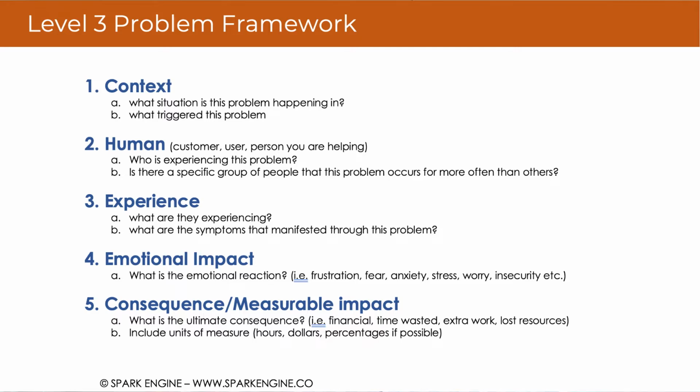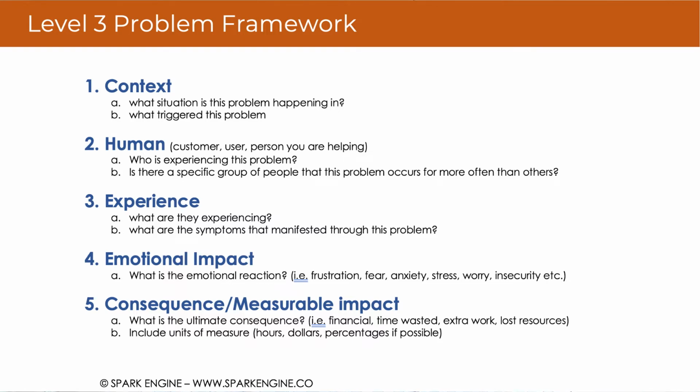The first one is the context in which the problem is happening. Then the second part is the human component: who is the customer, who is the user. The third part is the experience. What is the customer experiencing? Then there is the emotional impact, and then the consequence and the measurable impact. When you work across these 5 steps, you're able to better define the level 3 problem in a way that is understandable, meaningful, and potentially allows you to ideate innovative solutions.